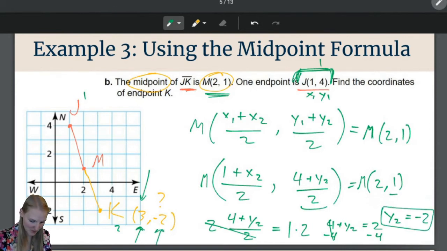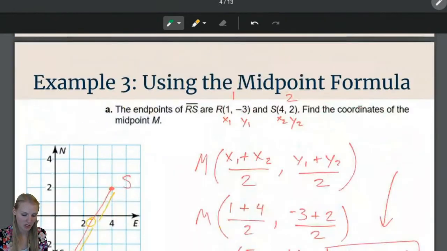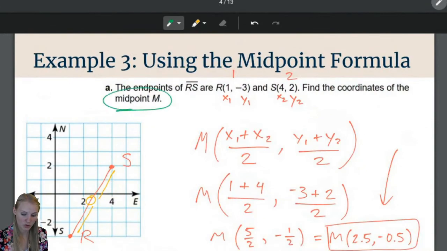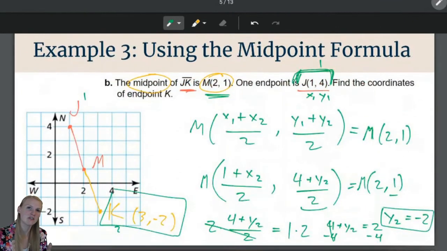Okay, so here we can erase that question mark now. We were right. x2 was 3 and y2 was negative 2. So the coordinates of point K are 3, negative 2. In this example, we did not know what the midpoint was; we were trying to find the midpoint. And in part B, they gave us the midpoint and we were trying to find the other endpoint. So you want to know how to do both types of those problems.